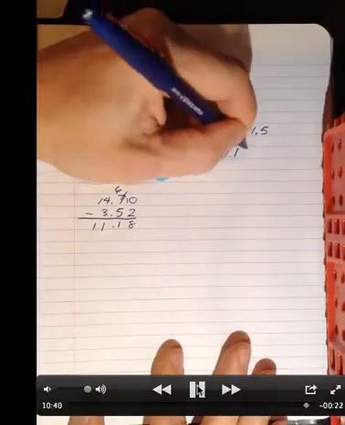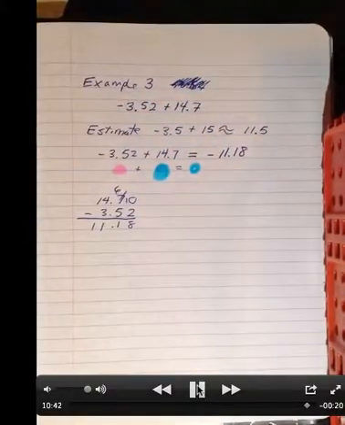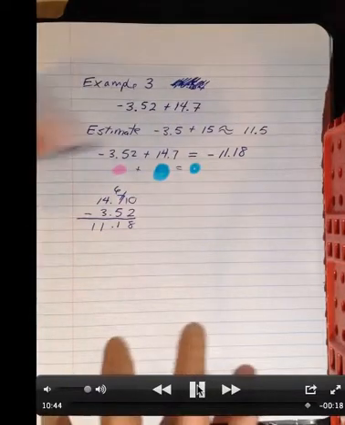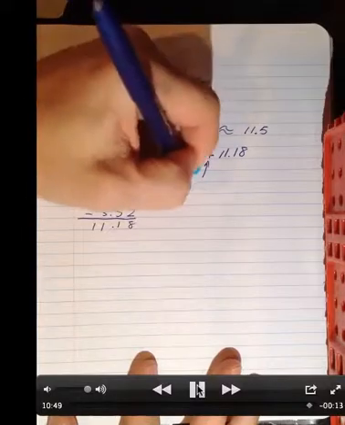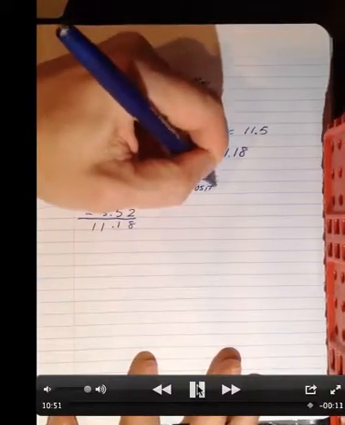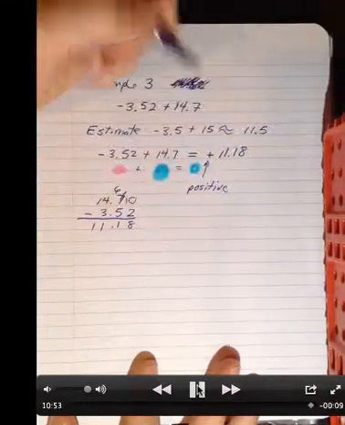So the answer is positive 11.18. And there's my third error. I made it negative, but I fixed that one. 11 and 18/100.